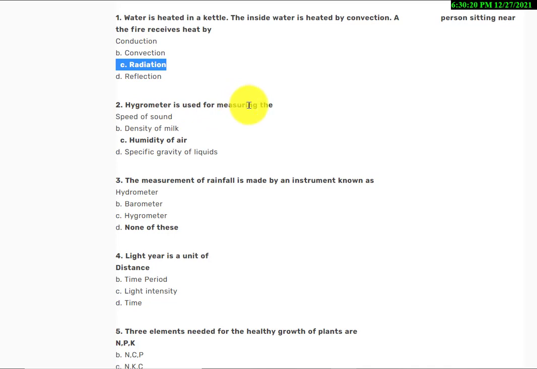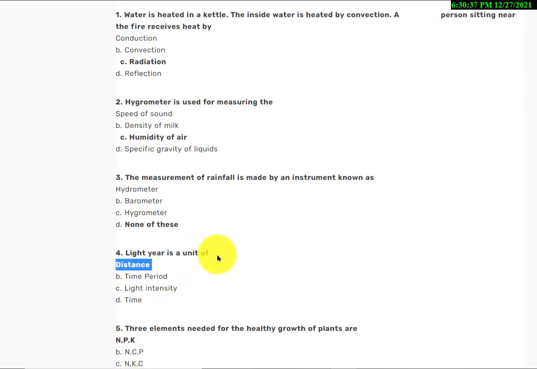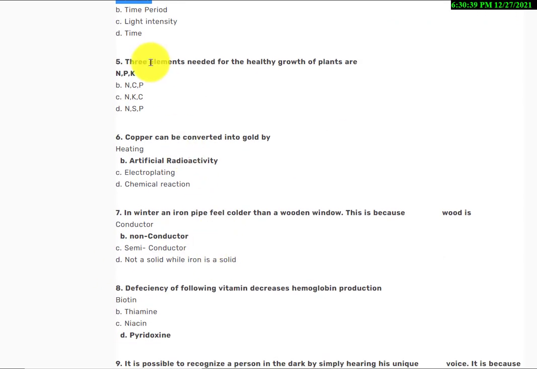Hygrometer is used for measuring the humidity of air. The measurement of rainfall is made by an instrument known as none of these. Light year is a unit of distance. Three elements needed for the healthy growth of plants are NPK. Copper can be converted into gold by artificial radioactivity.